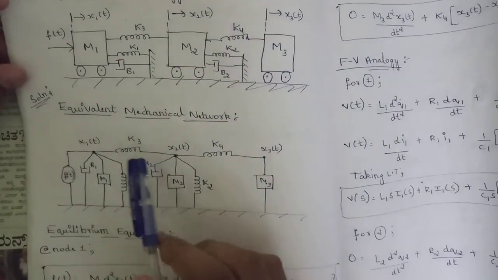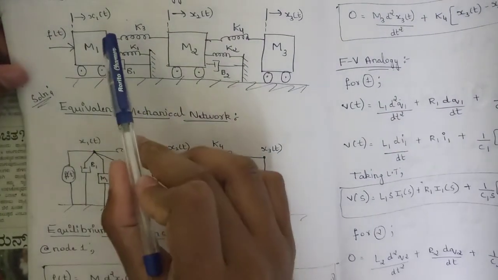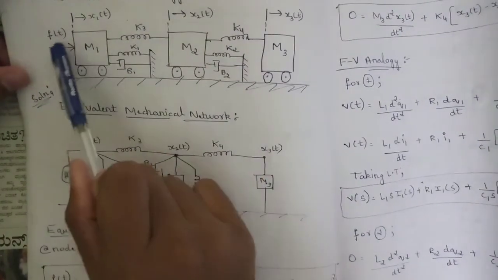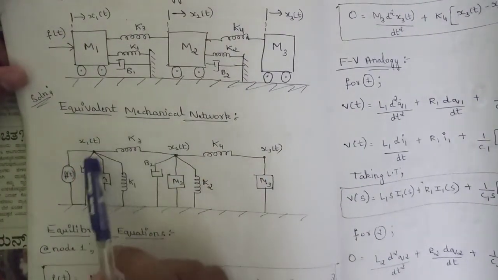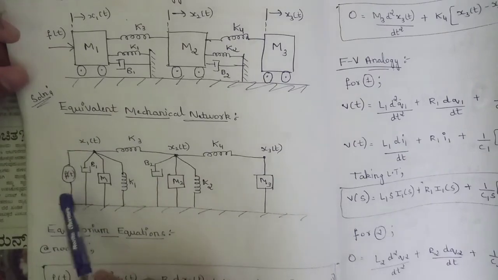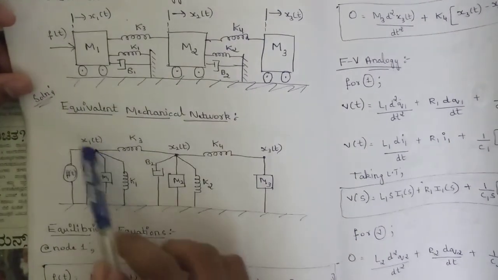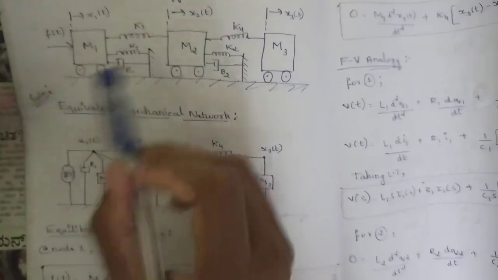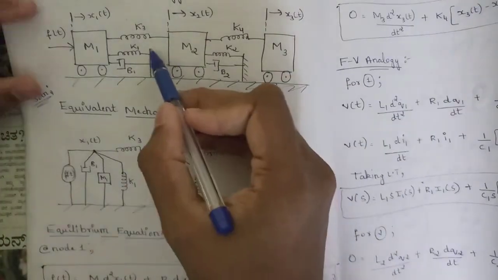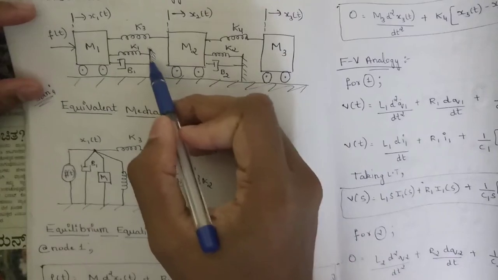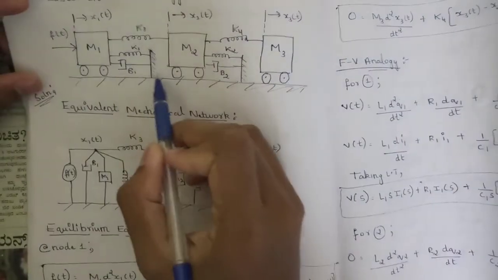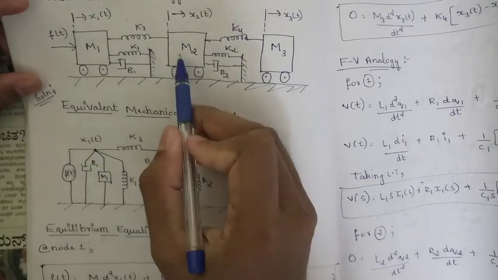Then from x1 of t, we can see what components are present due to this displacement. One is the force here, so from this node draw the force f of t. Then this mass is due to this displacement, so m1. Then from the same node, this friction is not between m1 and m2. It is connected to one dashpot, it is not directly connected to m2.